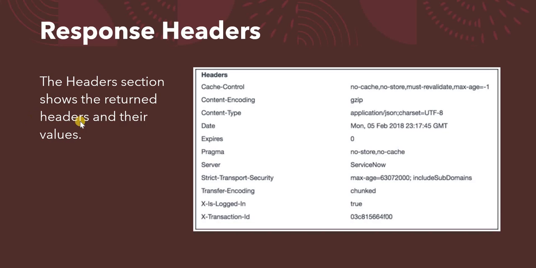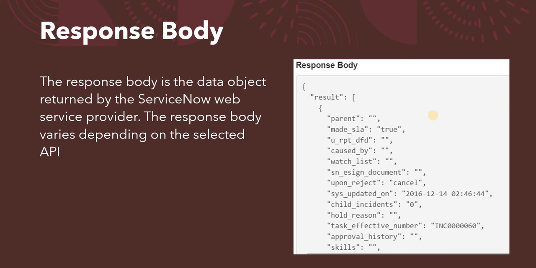Then comes the response headers. The headers section shows the return headers and their values. These are the metadata which you receive from the source tool. For example, the server was ServiceNow, whether is logged in is true or not, or the date or the content type. So these are some essential information, or you can say metadata information, which has been provided by the response headers.